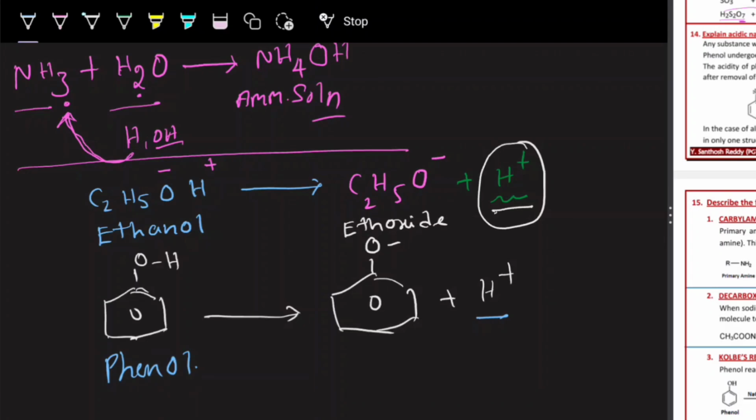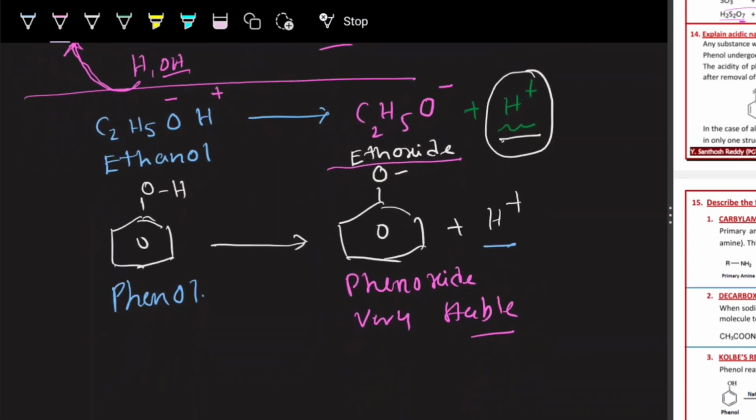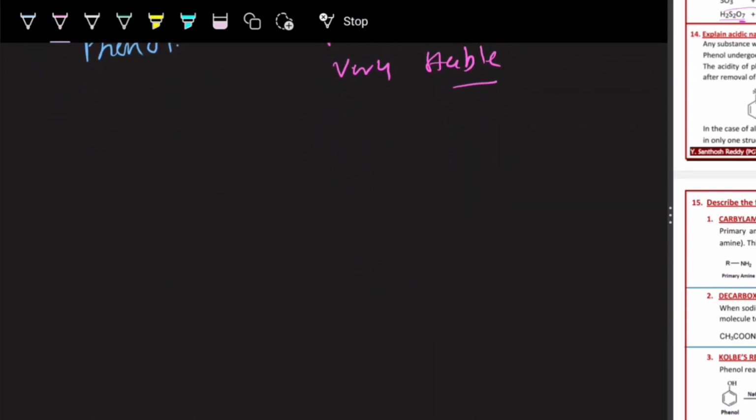Then what's the difference? The difference between the acidic character of ethanol and phenol is that ethanol gives ethoxide ion, phenol gives phenoxide ion. But this phenoxide ion is very stable in comparison with the ethoxide ion. The reason behind this is that phenoxide ion is stabilized by resonance. That means it loses a lot of energy and becomes stable, whereas ethoxide ion is not that stable in comparison with phenoxide ion. So let's discuss what are the resonance structures of phenoxide ion.